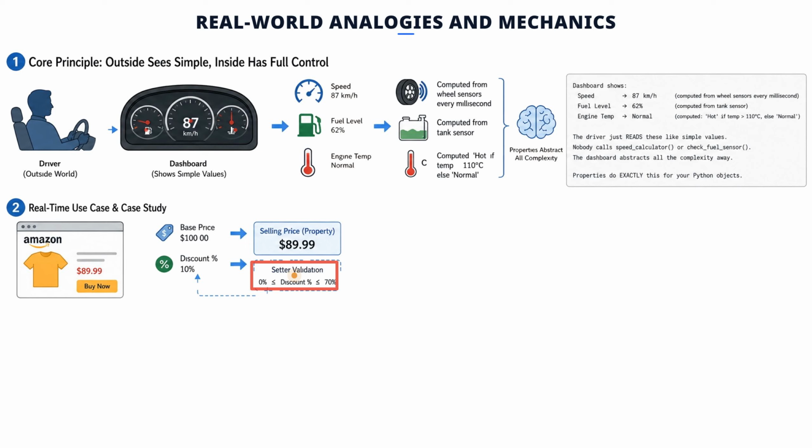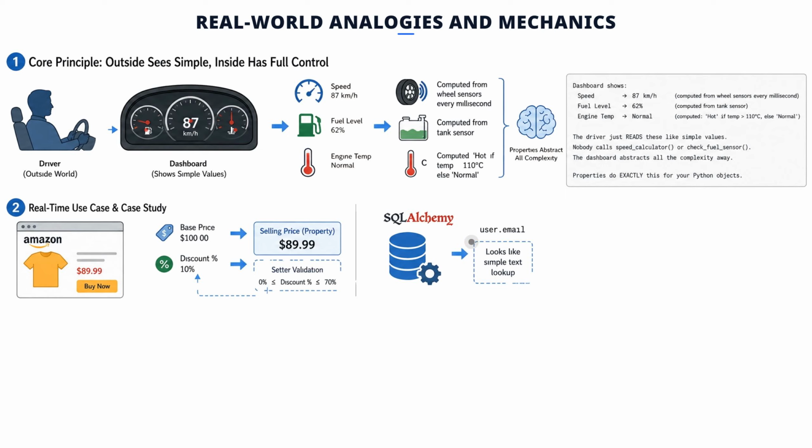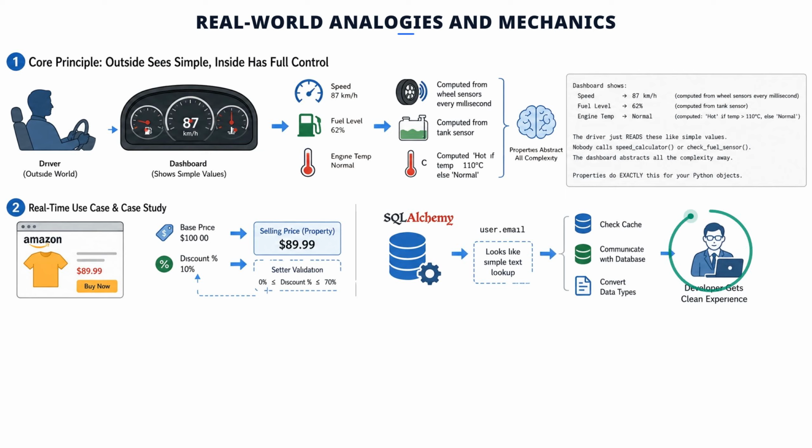This exact pattern is fundamental to major software tools like SQLAlchemy, which is a database toolkit used by platforms like Reddit. When a user types something like user.email, it looks like a simple text lookup. In reality, SQLAlchemy's property system kicks in to check a local cache, communicate with a remote database, and convert the data types. The developer gets a clean, simple experience, while the underlying engine handles all the heavy lifting.